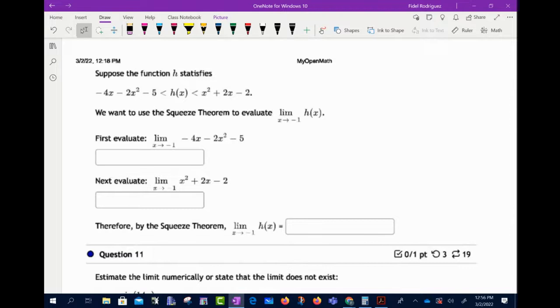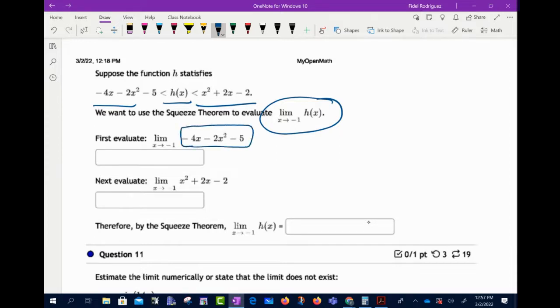Anybody want number 10? Okay, let's do number 10. So look what it says. Suppose the function h satisfies that h of x is between these two functions, right? That's what that inequality means. It's between those two. We want to use the squeeze theorem to evaluate the limit as x approaches negative 1 of h of x. So first, evaluate the limit as x approaches negative 1 of this function right here.